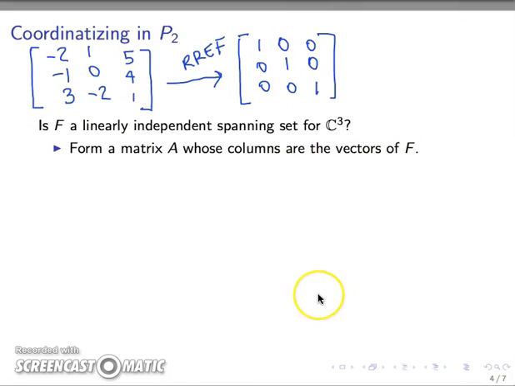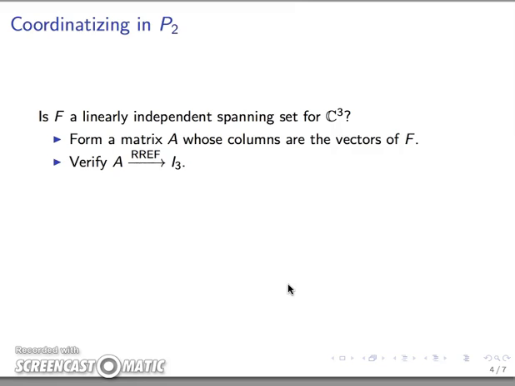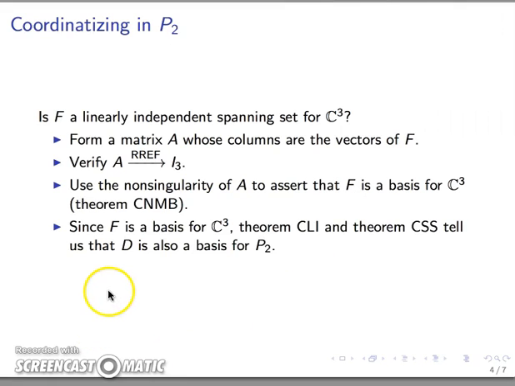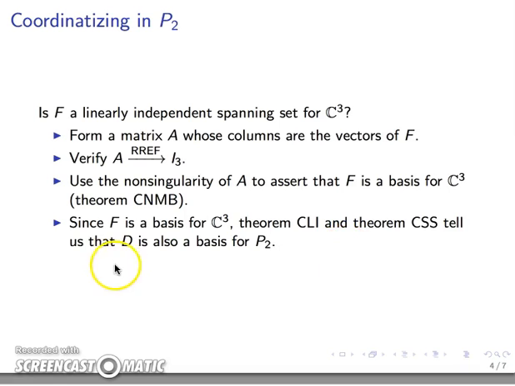So these are the steps. Form a matrix we're going to call A, whose columns are the members of that set F, and you can verify that A row reduces to the identity matrix with 3 rows and 3 columns. Sure enough, A is non-singular, and that implies that F as a set is a spanning set and also a linearly independent set that could be used as a basis for C3. And this is the contribution of the theorem that we're illustrating: because F is a basis of C3, then D is also a basis for P sub 2.